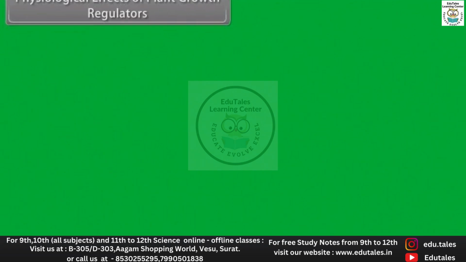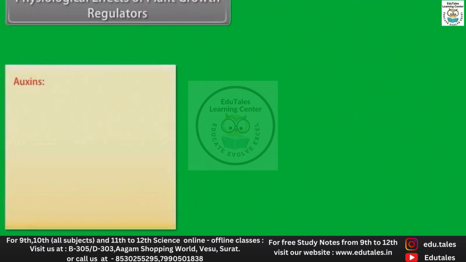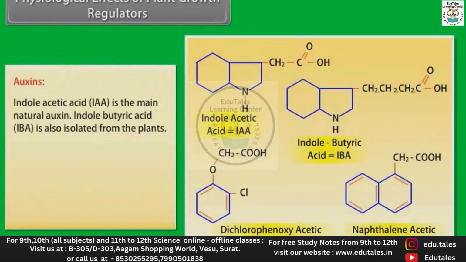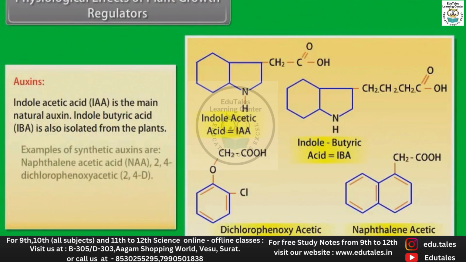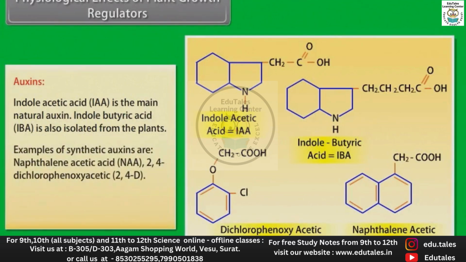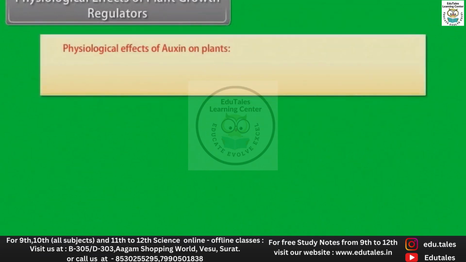Physiological effects of plant growth regulators. Auxins. Indole acetic acid is the main natural auxin. Indole butyric acid is also isolated from plants. Examples of synthetic auxins are naphthalene acetic acid, 2,4-dichlorophenoxyacetic acid. All these auxins are very useful in the agricultural field. Physiological effects of auxin on plants.